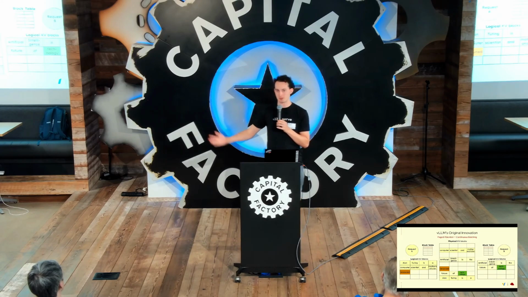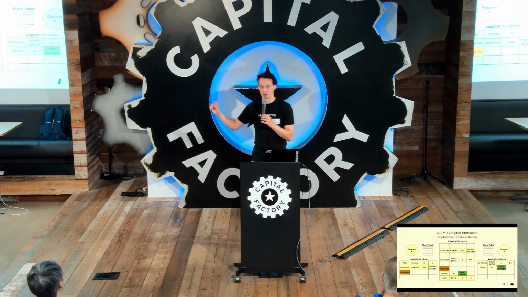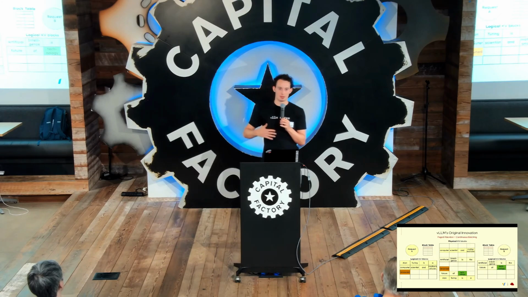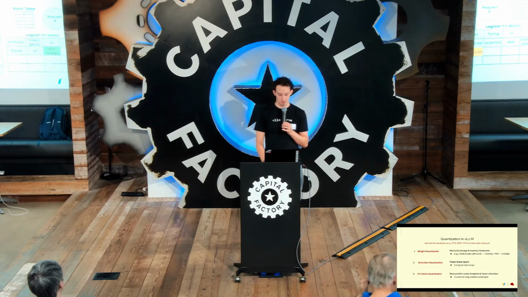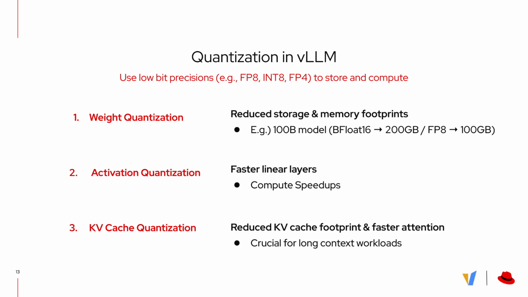And same for request B, we have this other sentence and these other blocks that are getting filled in, and we allocate a new block for the token "renowned" because we ran out of space in the previous block, and so on. All right, so the next optimization that I'll talk about is quantization.